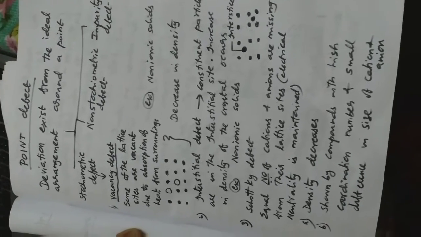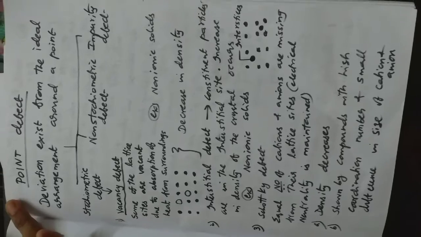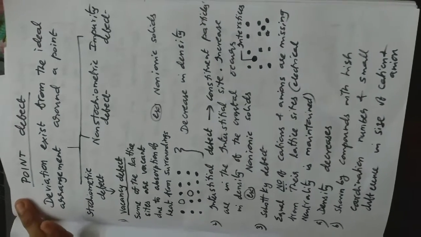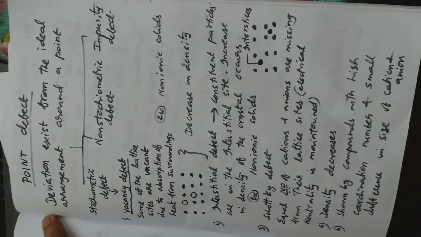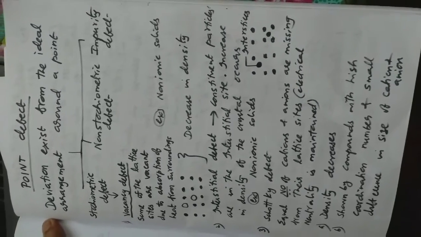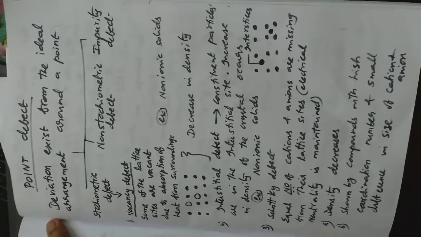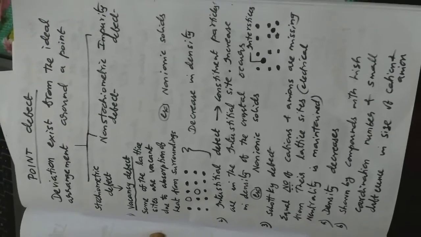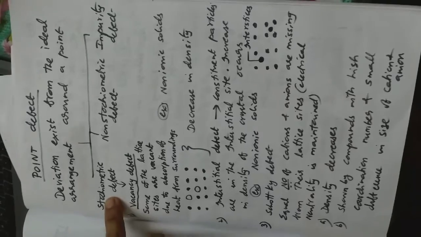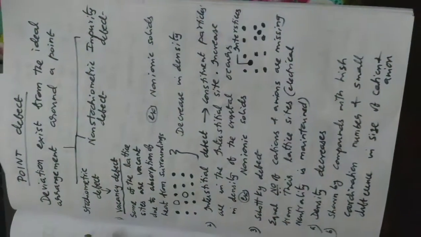Yesterday we discussed point defect. Again I am recapping that point defect. Point defect: the deviation that exists from the ideal arrangement of constituent particles around a particular point is called a point defect. The crystal is a defective crystal. And this point defect is classified into three types: stoichiometric defect, non-stoichiometric defect, and impurity defect.